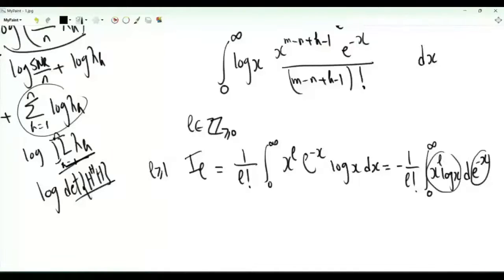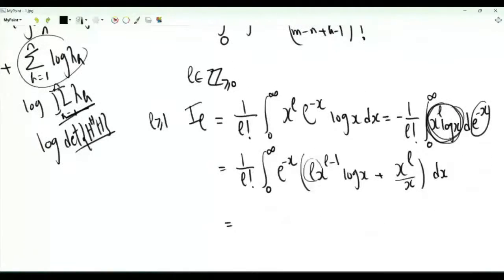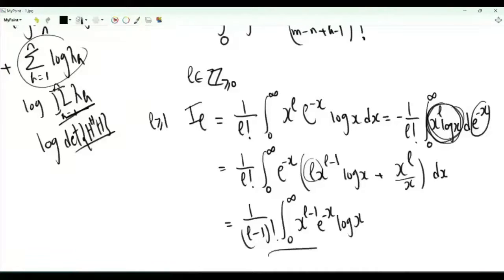If we multiply e to the minus x by x to the L log x and take the limits as x tends to infinity or to 0 from above, we get zeros. This can be checked using L'Hopital's rule or any other technique. So when we do integration by parts, we get 1 over L factorial times the integral x from 0 to infinity of e to the minus x. Then we need to differentiate this product here. We get L x to the L minus 1 log x plus x to the L over x. This is equal to L divided by L factorial. That's 1 over L minus 1 factorial, times the integral x from 0 to infinity of x to the L minus 1 e to the minus x log x.